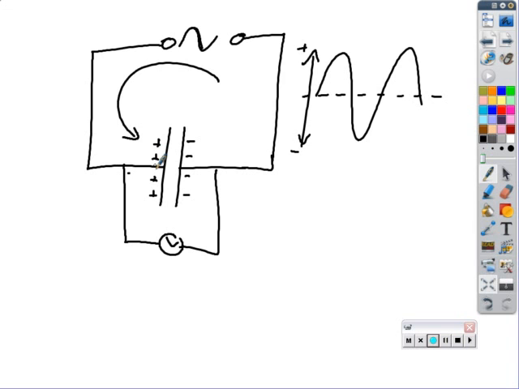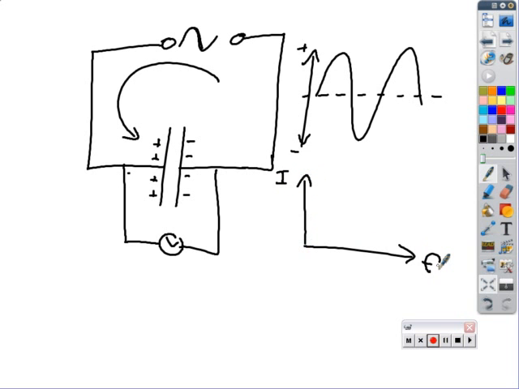In fact, if we set the frequency correct, then we can get it so that current is constant, depending on what frequency we set. And what we say is that capacitors have a frequency response. They will have a different response, the current will change depending on the frequency. So, let's draw a little graph here. This is current, this is frequency.